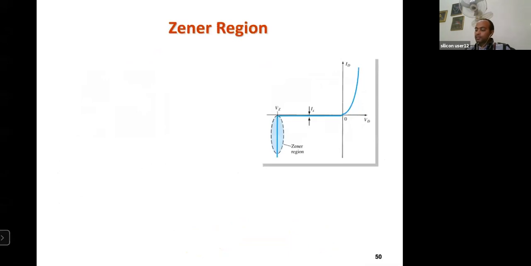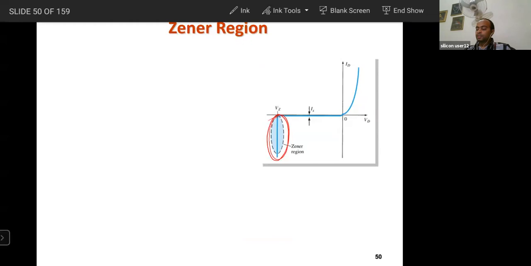One more thing we'll see about the Zener region. In the previous characteristic diagram which we have seen, that same characteristic with this extra portion we are studying. So already we have studied what? This reverse saturation current. Okay, what is the reverse saturation current?